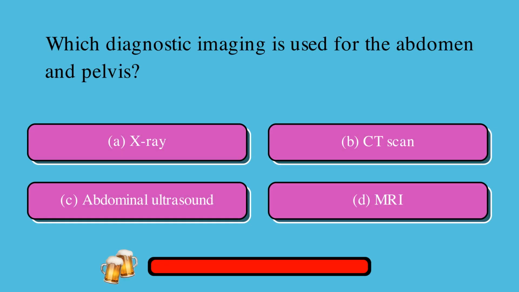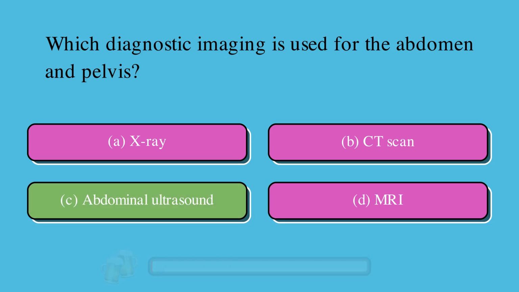Which diagnostic imaging is used for the abdomen and pelvis? A. X-ray, or B. CT scan, or C. Abdominal ultrasound, or D. The correct answer is C. Abdominal ultrasound.